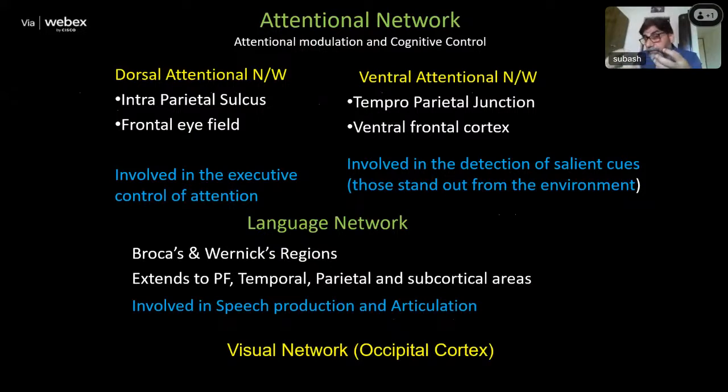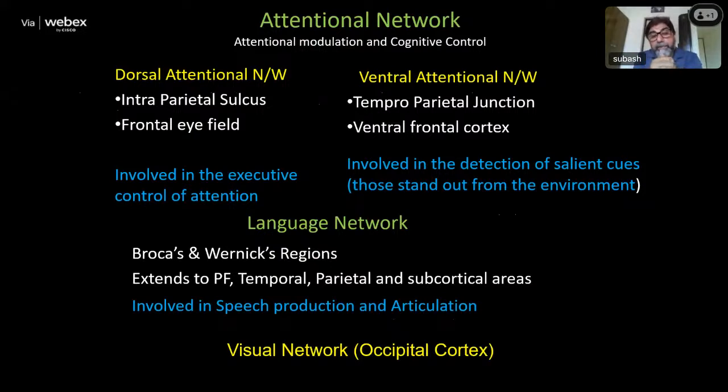That means these are the cues you take from the environment. Suppose you are looking at some scenery, you are taking cues from that scenery while making any decisions in your task. So this is the ventral attention network, which is actually responsible for the detection of salient cues.